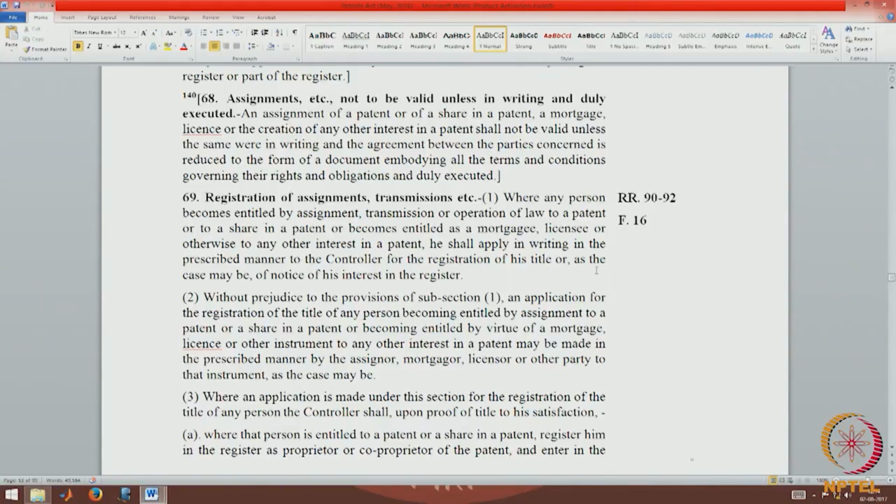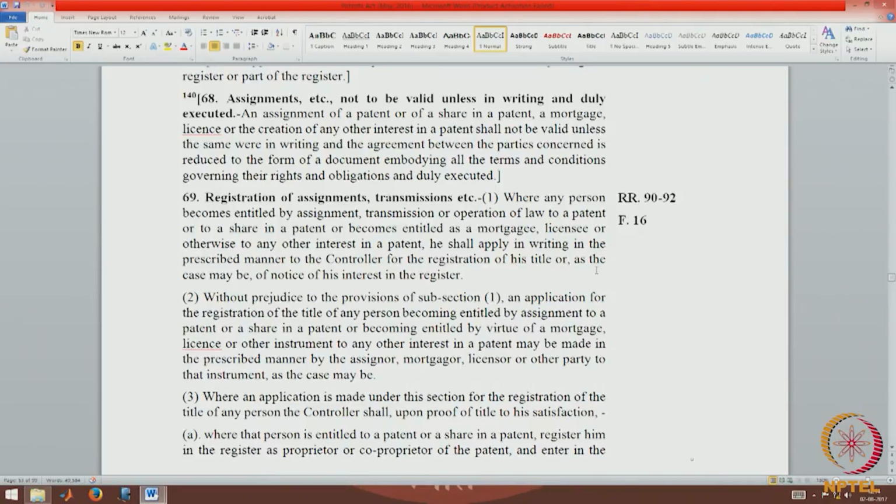A mortgage, license or the creation of any other interest in a patent shall not be valid unless the same were in writing. So, the first requirement for any assignment to be recognized under the Patents Act is that it has to be in writing, and the agreement between the parties concerned is reduced in the form of a document embodying all the terms and conditions governing the rights and obligations, and duly executed.